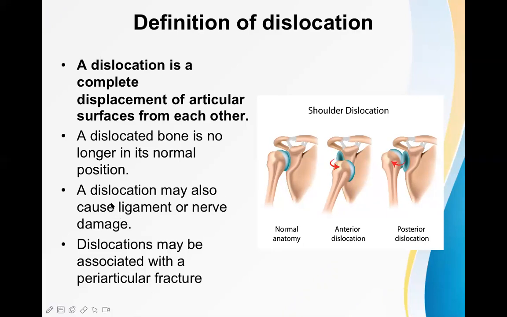One of the big problems of dislocation is that it may cause ligament damage or nerve damage. When the bone is taken forcefully out because of trauma or injury, the ligaments are torn or ruptured. At the same time, there are some nerves surrounding this joint. Right now, I'm taking the example of the shoulder joint. There is the axillary nerve there, and this axillary nerve may be severely damaged. At the same time, the brachial plexus is also very near, so the brachial plexus can also be injured.